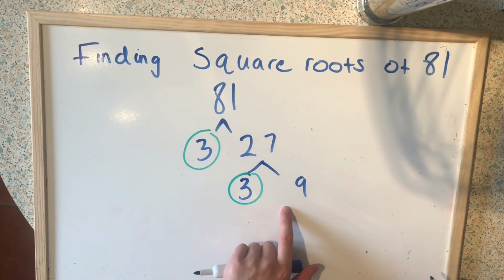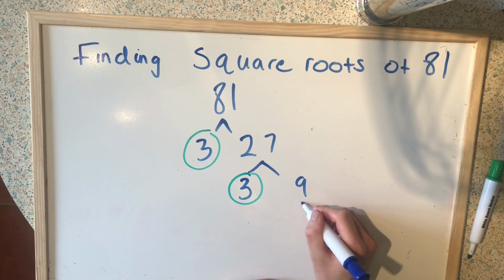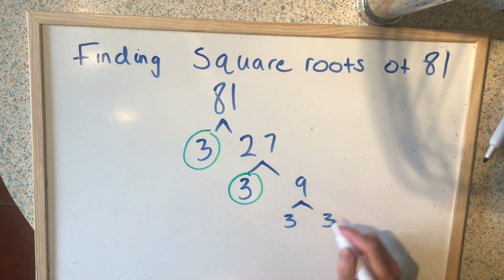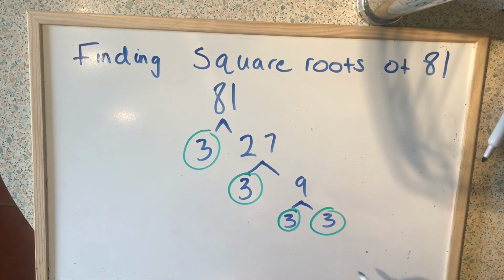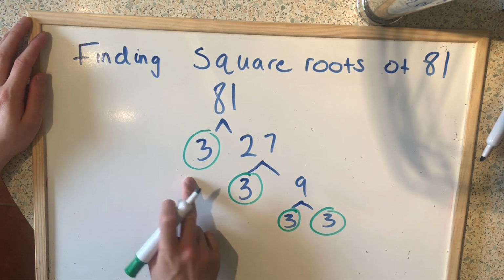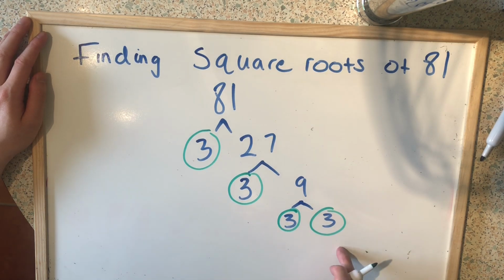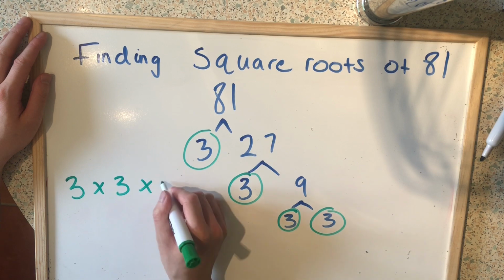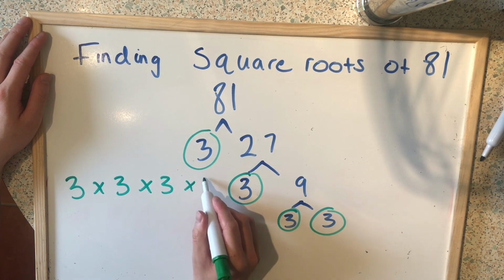3 there. And 9 isn't prime. We can have 3 times 3. So 3 again is prime. If we write this all out, we're going to have 3 times 3 times 3 times 3.